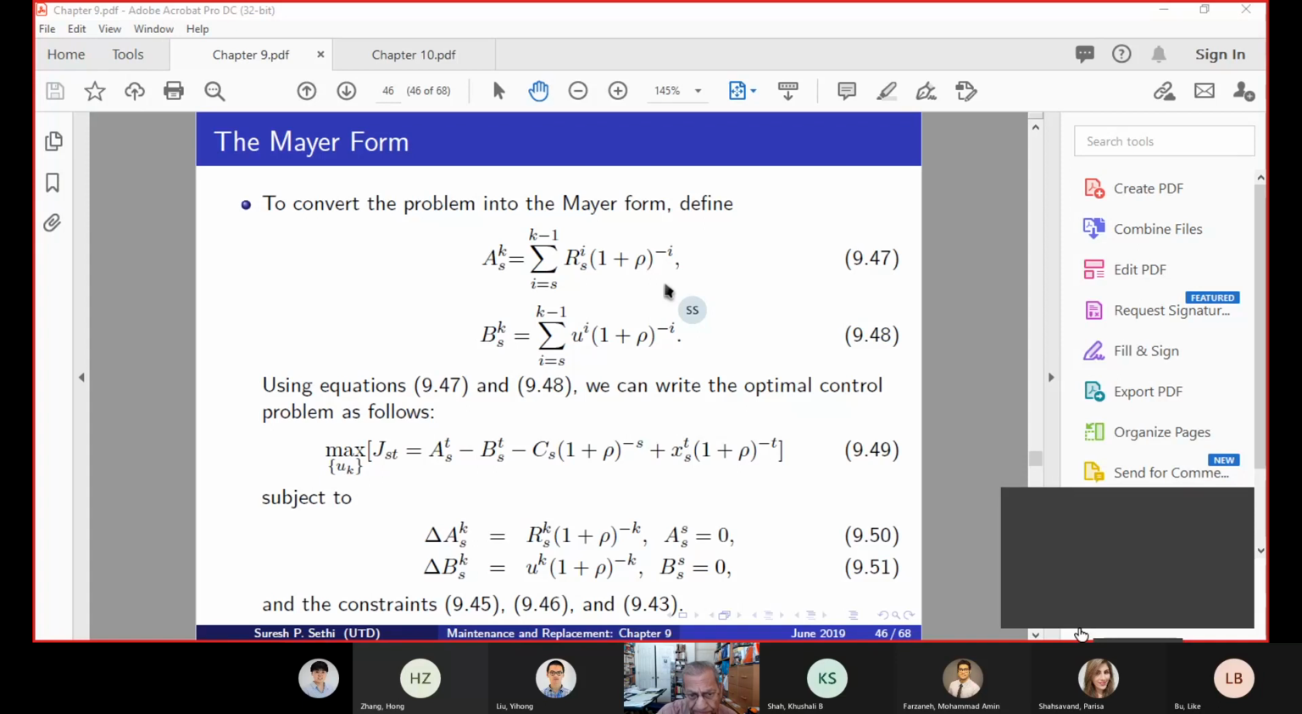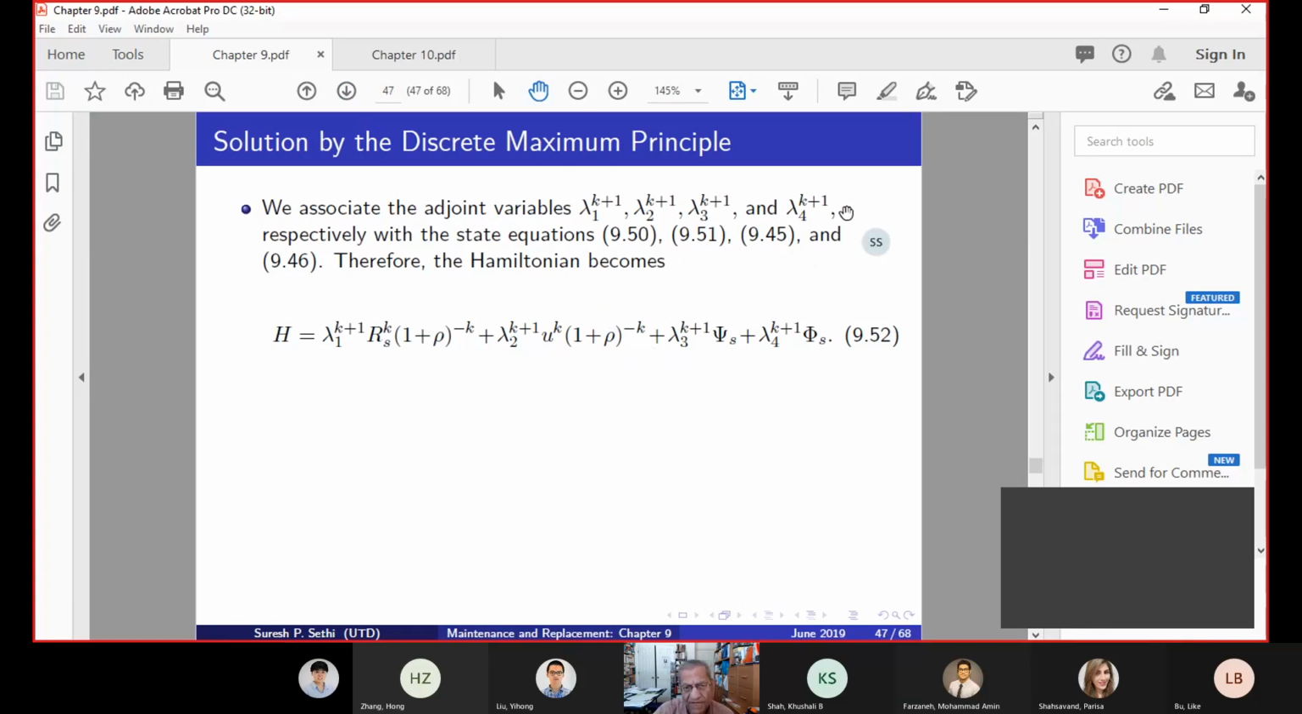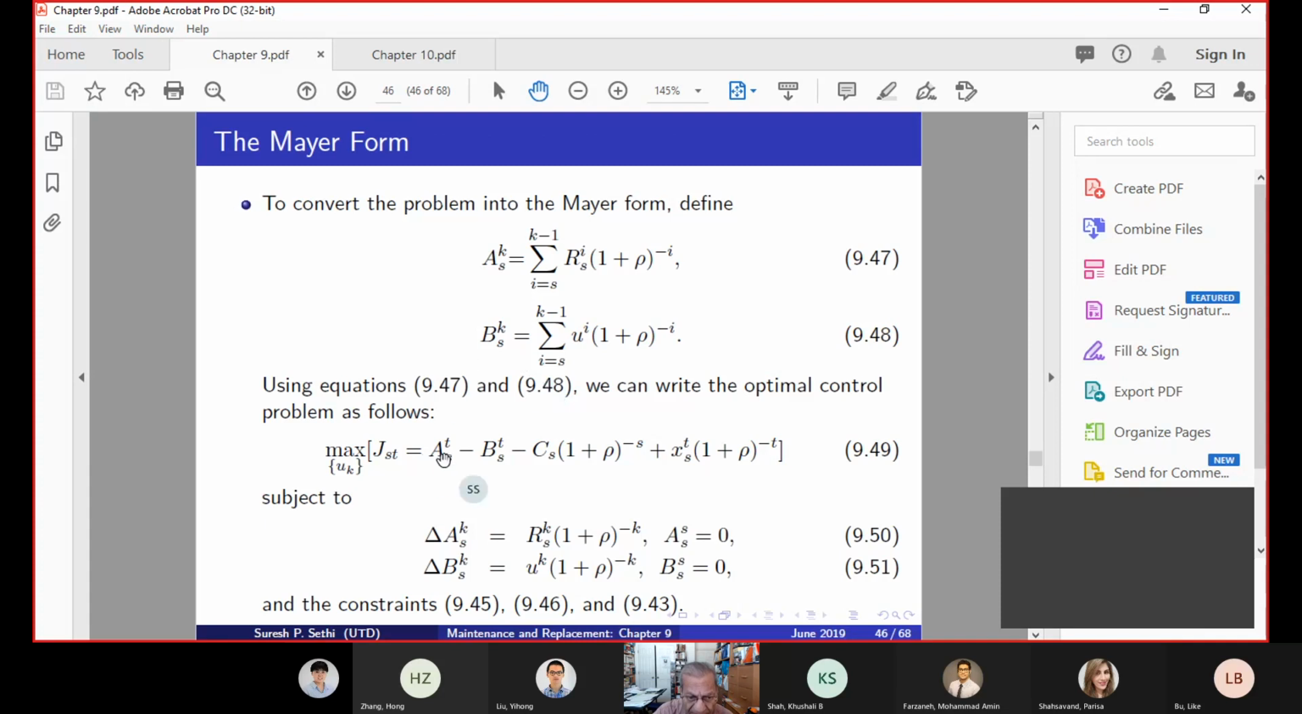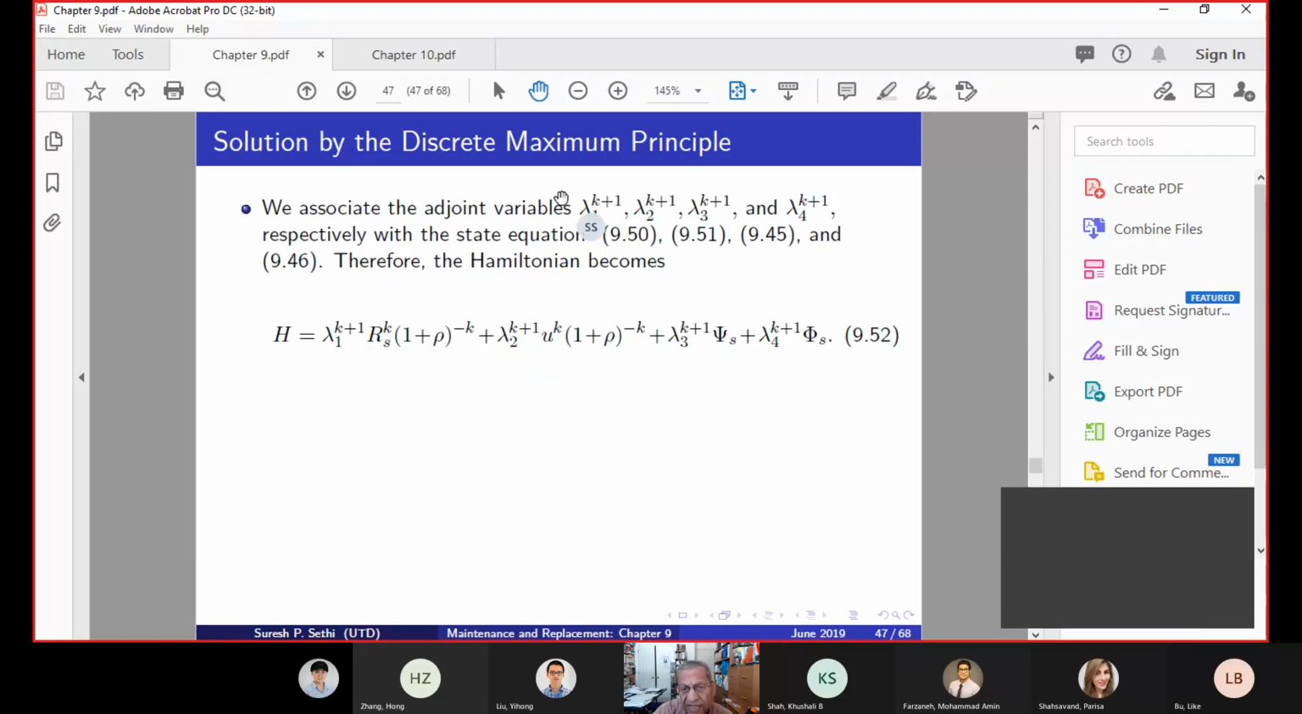So we have a control problem. Now in chapter 8, we have four state equations and we will put four adjoint variables. And remember, in Meyer form of the problem, there is no objective function with an integral, and here there is no objective function with the summation. So the Hamiltonian only consists of the four state equations and the adjoint variables. Nothing comes from the objective function because the objective function has no integral. So lambda one times the first state equation, lambda two times the second equation, then the third equation and the fourth state equation. That's our Hamiltonian.